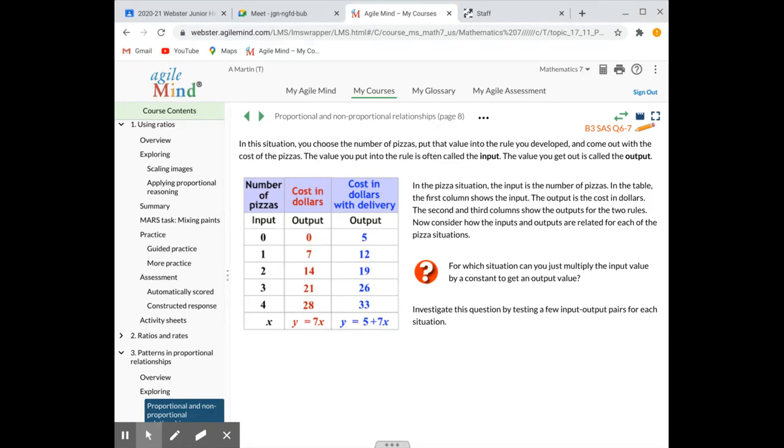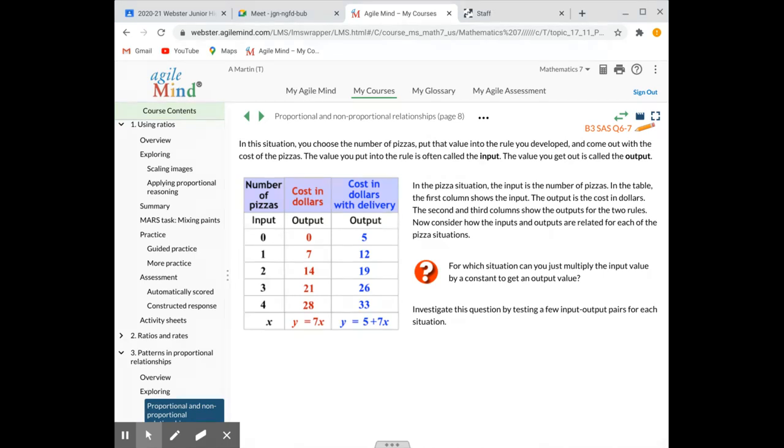Now consider the inputs and outputs. How are they related to each of the pizza situations? All right, so it says, for which situation can you just multiply the input value by a constant to get the output? Which one can we just multiply the constant by to get the output? Is it the red or the blue? The blue. All right, explain.